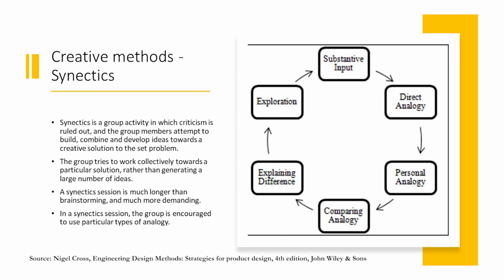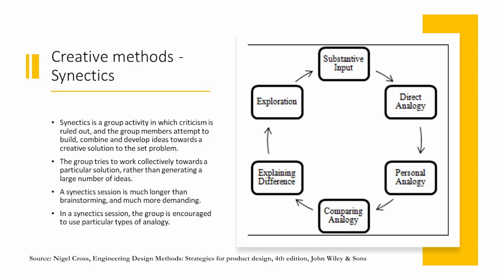So, another creative method is synectics. What is synectics? It is a group activity in which criticism is again ruled out, and the group members attempt to build, combine and develop ideas toward a creative solution to a set problem. So, maybe there are 4 people A, B, C, D. A gives an idea, then B gives an idea. So, A and B are combined, then C gives a third idea, A, B, C are combined, then D gives a fourth idea building on A, B and C. So, A plus B plus C plus D. It is a process where you combine, you build and you develop the ideas.